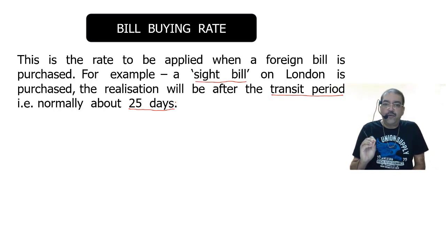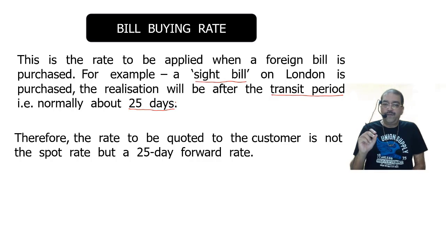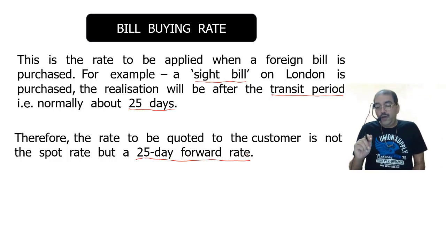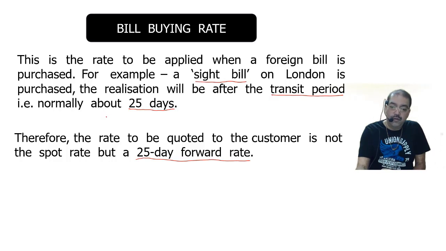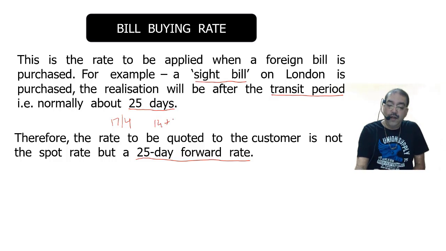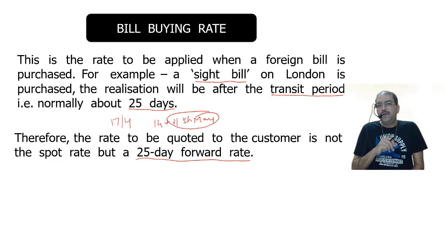So if the problem is silent, I have to calculate the due date for 25 days. So what is going to be applicable now? What is going to be applicable now is the 25-day forward rate. So if the transaction has taken place on, say, 17th of April and 25 days are applicable. Total how many days in April? 30 days in April. 30 minus 16, so 14 days of April plus 11 days of May. So that means it will come to 11th of May. But there is no rate for 11th of May because the rate is applicable for May end. So you have got April end rate and May end rate. You don't have a rate for 11th May.